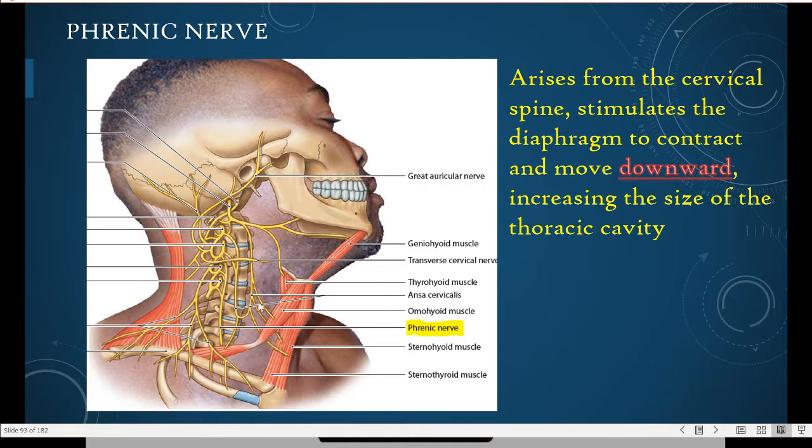The phrenic nerve, we will talk about that a little more, probably in class, but the phrenic nerve is the nerve that sends information to the diaphragm and tells it to contract.